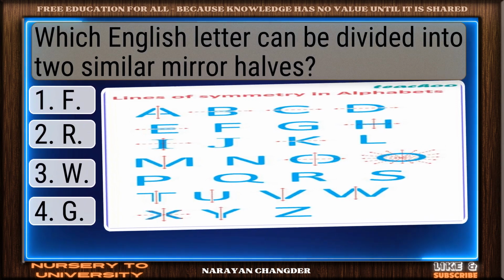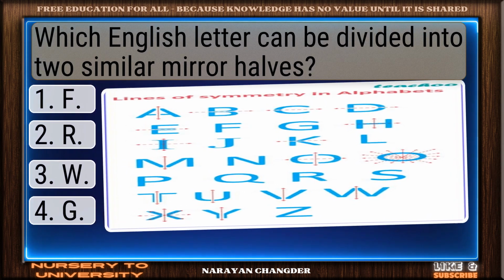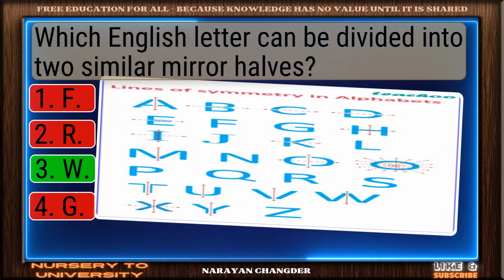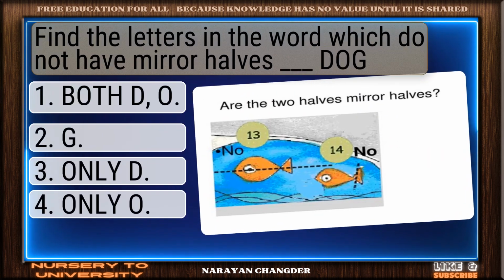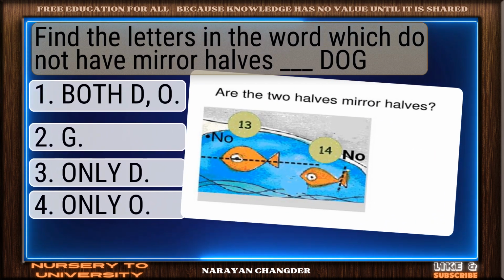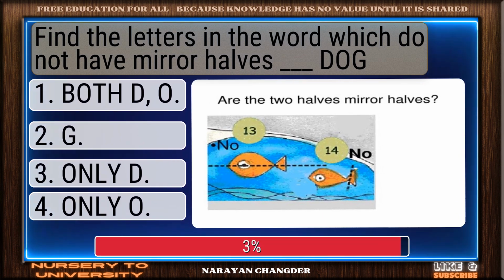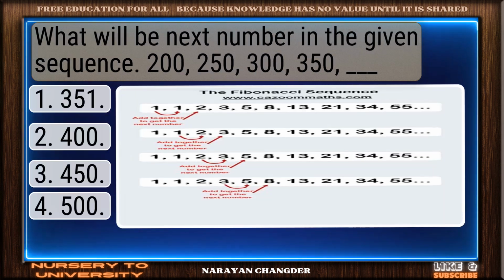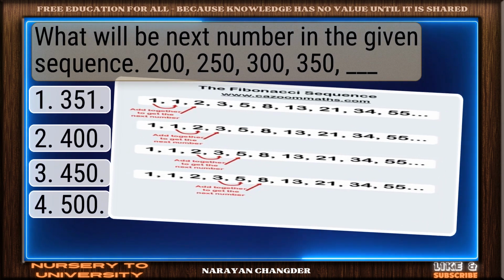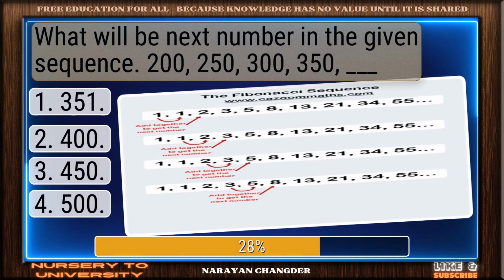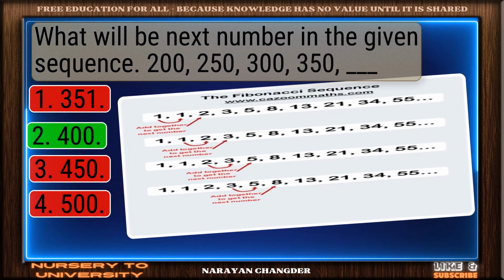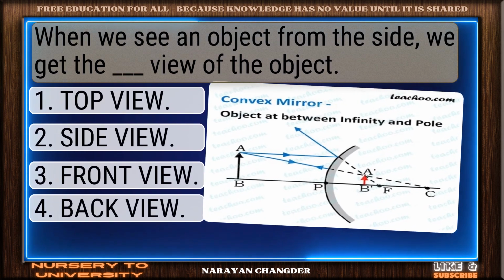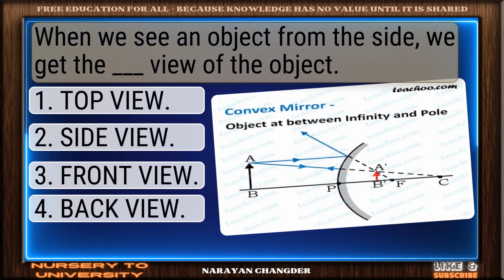Which English letter can be divided into 2 similar mirror halves? Correct response. W is the most accurate answer. Find the letters in the word which do not have mirror halves. Dog. Excellent. G is a brilliant choice. What will be next number in the given sequence? 200, 250, 300, 350 dash. Strong choice. 400 is the right answer. When we see an object from the side, we get the dash of view of the object.